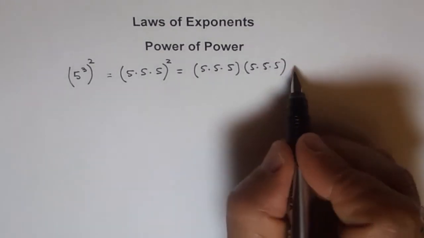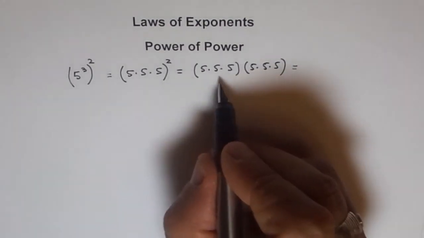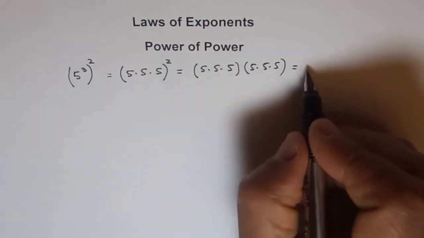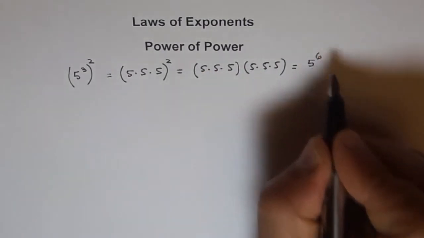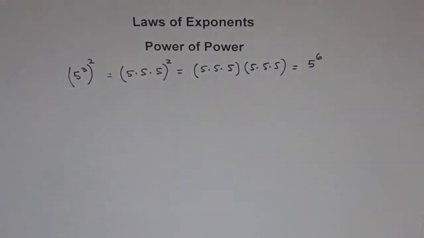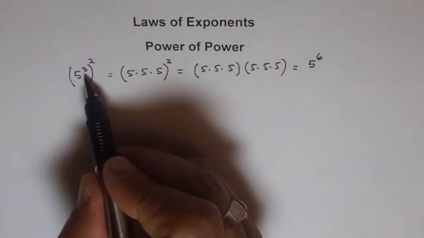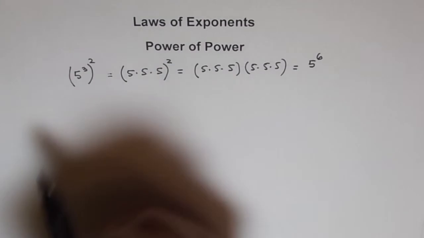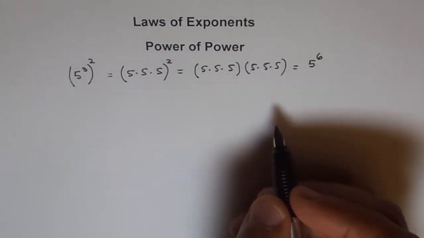So how many 5s are being multiplied, or how many factors of 5 are here? 1, 2, 3, 4, 5, 6. So we get 5 to the power of 6 in our exponent form. Correct? So here we saw that when we have power of power, then the result is 6, which is 3 times 2. Is it always true?